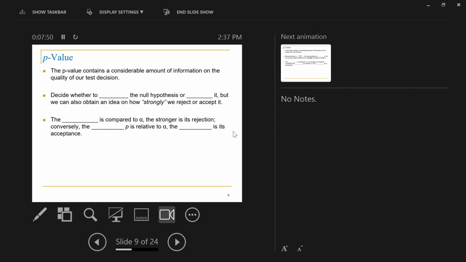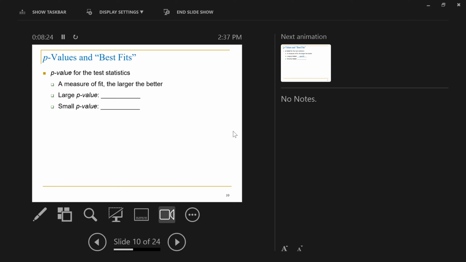The p-value contains a considerable amount of information on the quality of our test decision. It decides whether to reject the null hypothesis or accept it, but we can also obtain an idea of how strongly we reject or accept the hypothesis. The smaller p is compared to alpha, the stronger the rejection. Conversely, the larger p is relative to alpha, the stronger the acceptance, or the non-rejection.